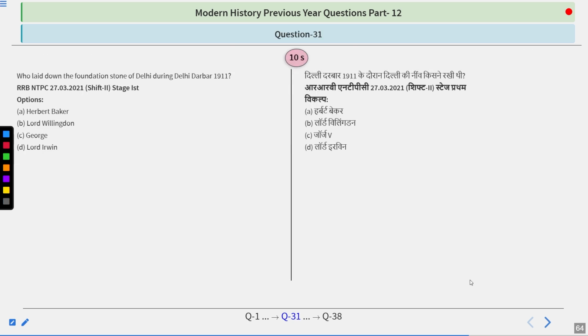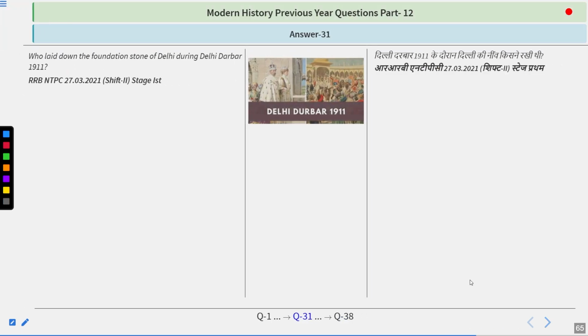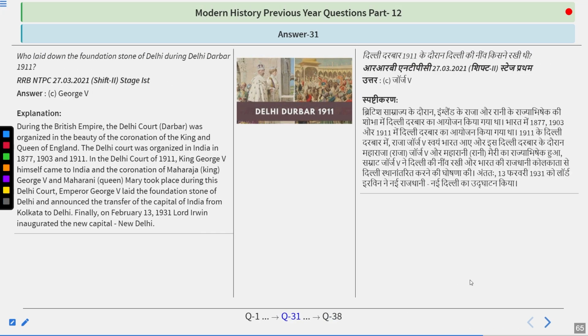Other question is, who laid down the foundation stone of Delhi during Delhi Darbar 1911? Options are Herbert Baker, Lord Wellington, George V, and Lord Irwin. So take your time and tell me the answer. And I guess you have figured out the answer, because the answer is George V. So during the British Empire, the Delhi Durbar was organized on the occasion of the coronation of the King and Queen of England. The Delhi Durbar was organized in India in 1877, 1903 and 1911.